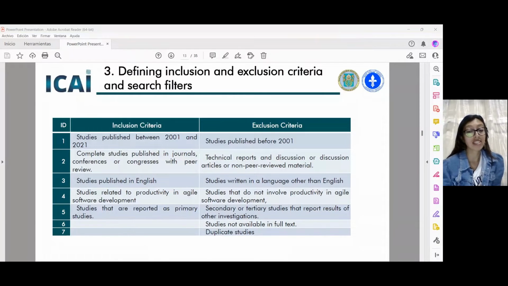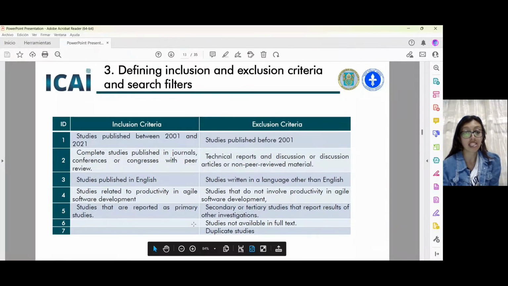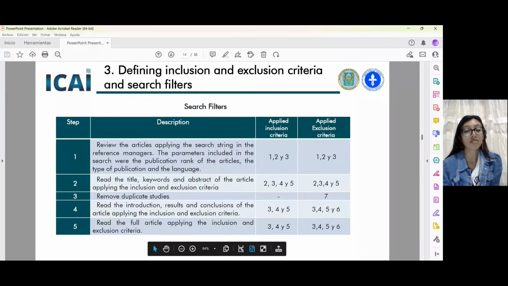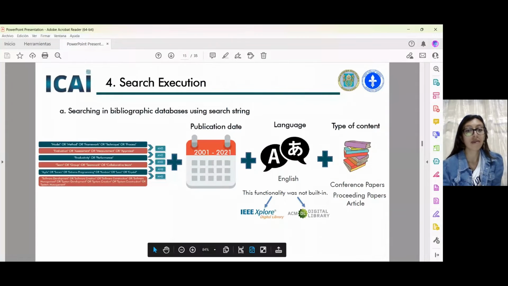For the current research, it was decided to consider the studies signed 2001 because from this day the agility trend started to develop due the consolidation of the Manifesto for Agile Software Development. The chosen selection strategy applying the inclusion and exclusion criteria, you can see in this table. Stage number 4 is search execution.